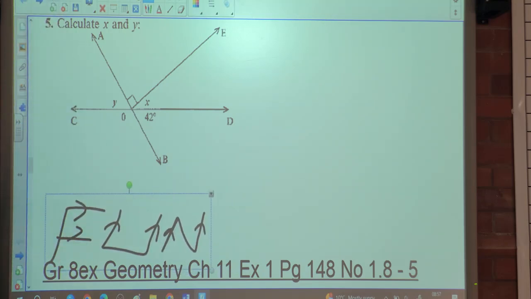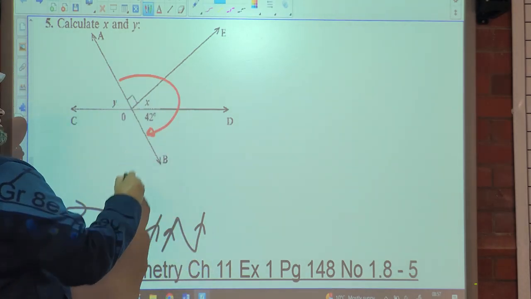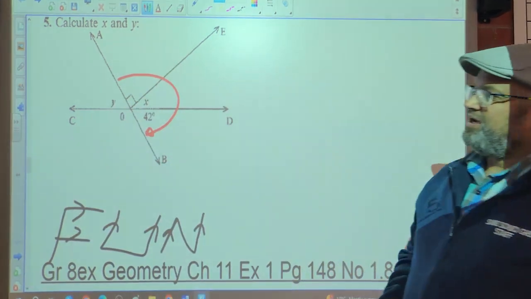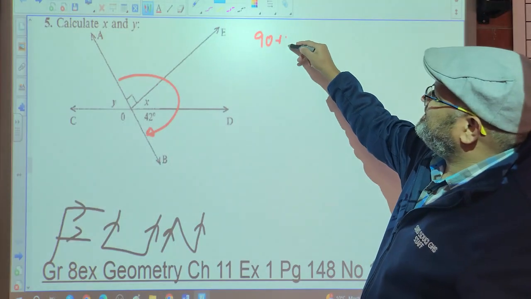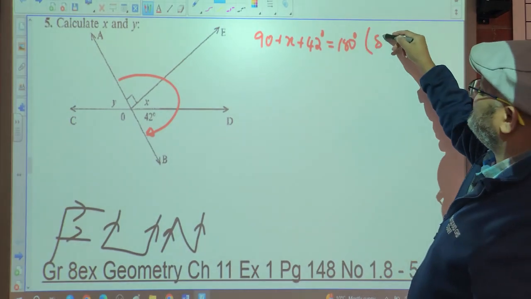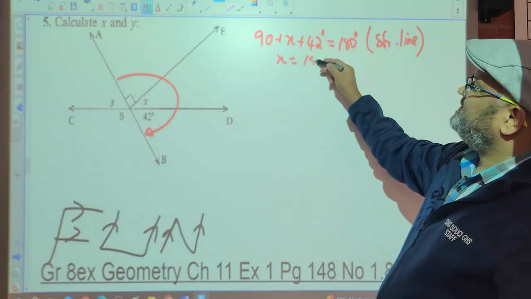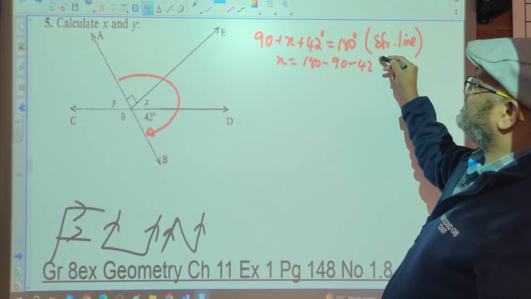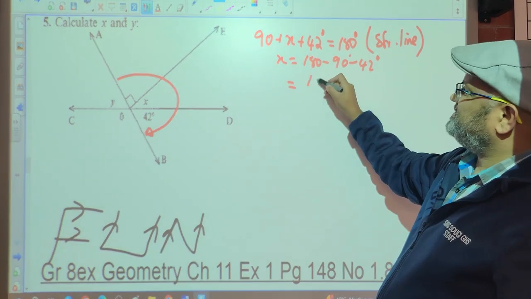Right. People are going to calculate x. Angles on a straight line. Tegan is on fire. Yes. Angles on a straight line adds up to 180. So I say 90 plus x plus 42 equals 180. Why? Straight line. So x is equal to 180 minus 90 minus 42, which is 90 minus 42? 48.